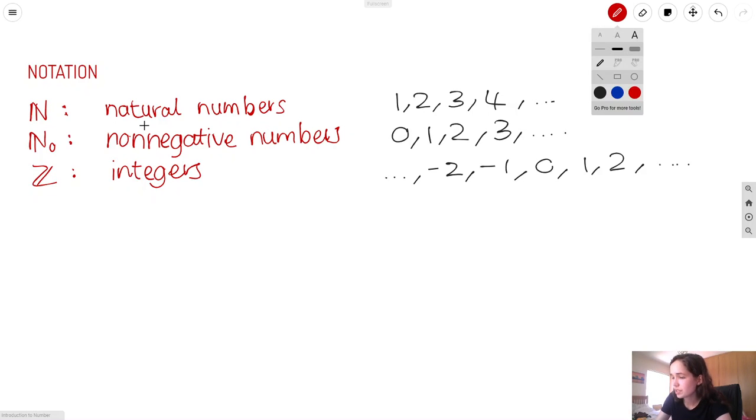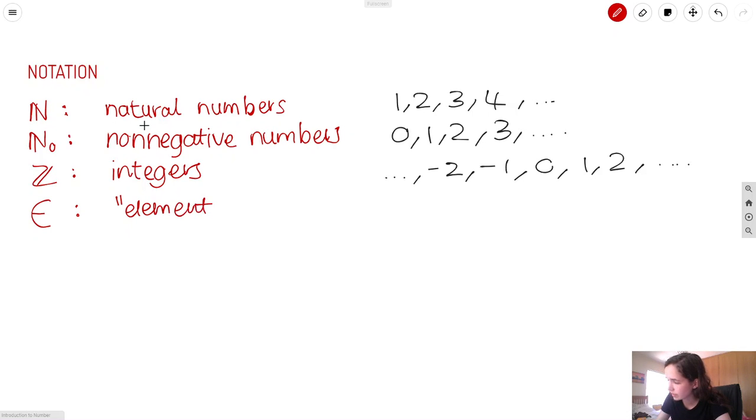Some other notation you'll see is this rounded E, and it means elements of. So if you see x is an element of N, that just means x is a natural number.